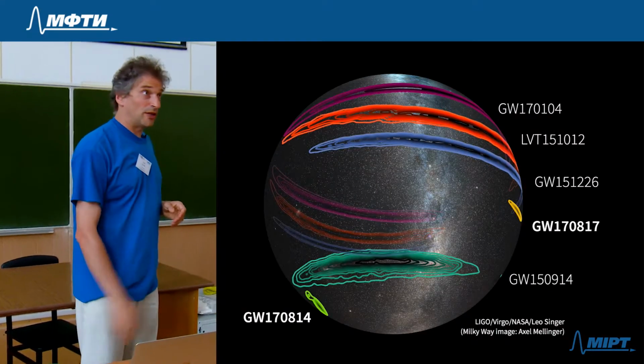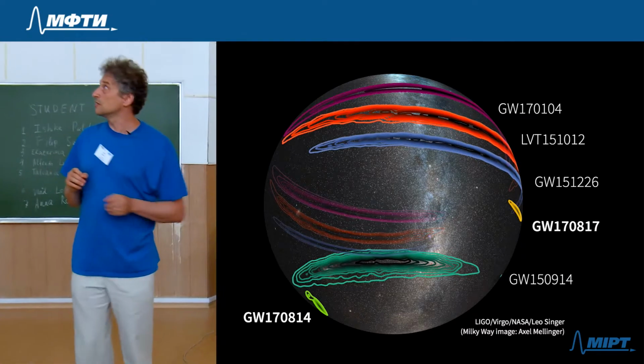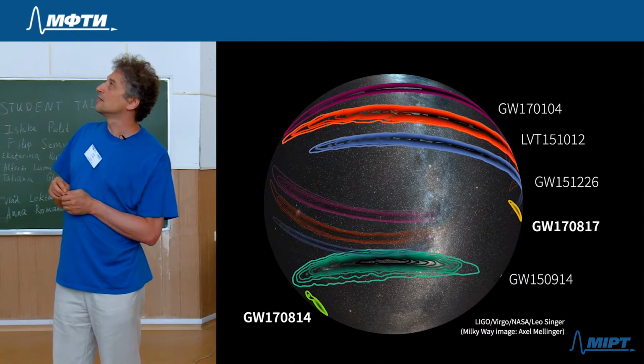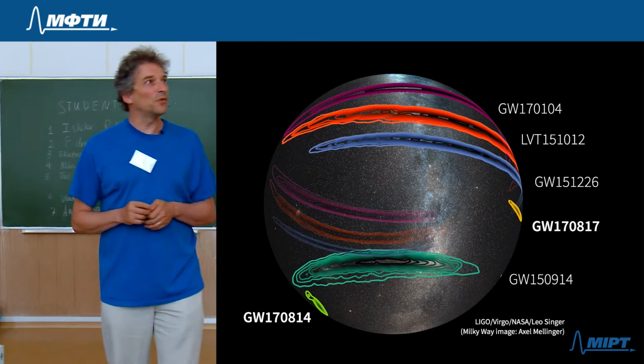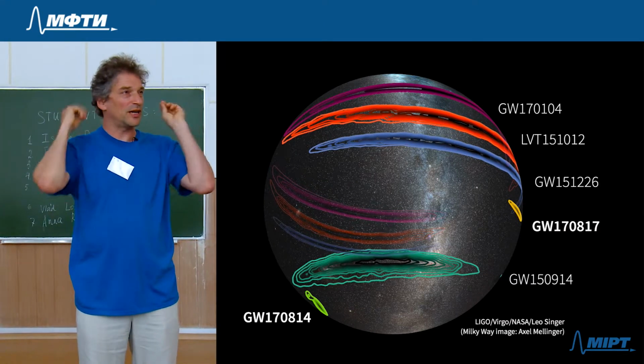Now, we also know their locations on the sky. So this is a representation of the sky, and you can see that the locations are not so well determined. Now, who can tell me why the locations for many of them are kind of stretched into these kind of circles?